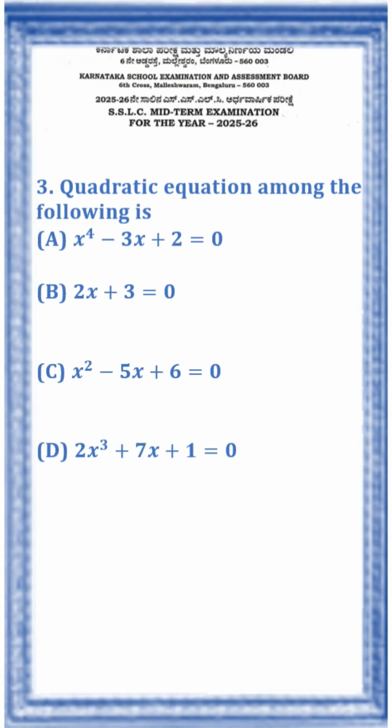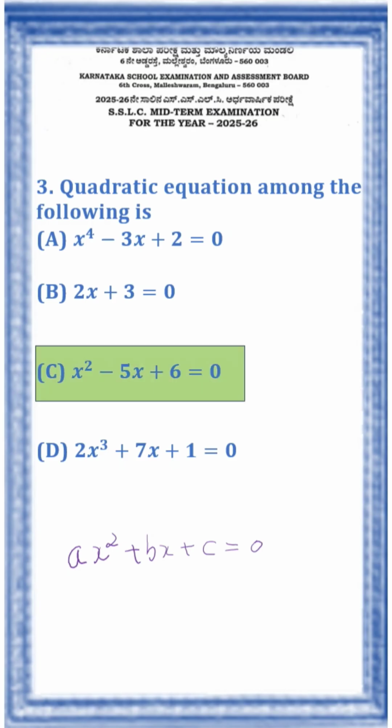The third question of the question paper is: quadratic equation among the following is. Four options are given. We know that the standard form of the quadratic equation is ax square plus bx plus c is equal to 0. So the highest power should be 2. Here option C is the correct answer.